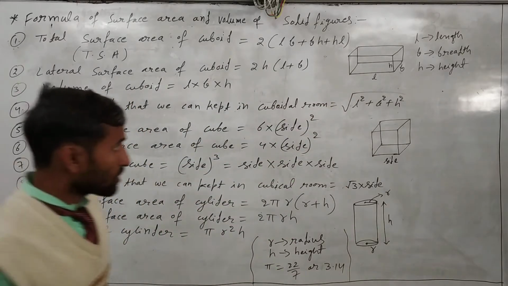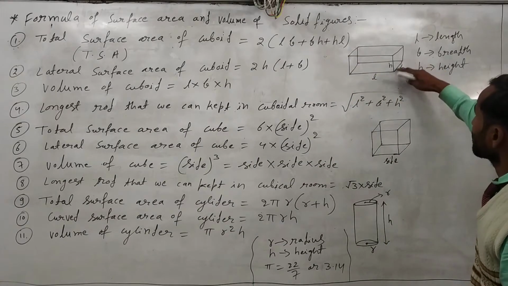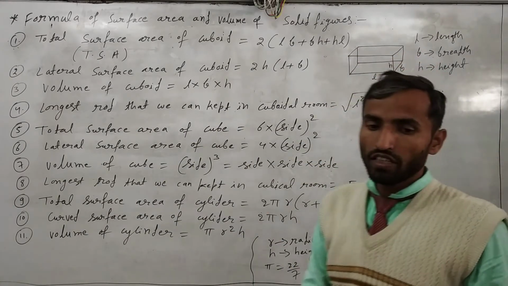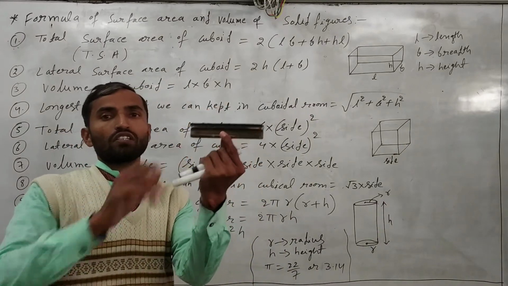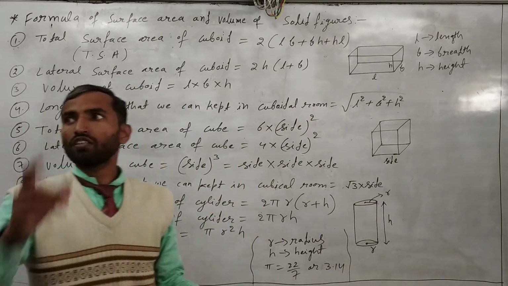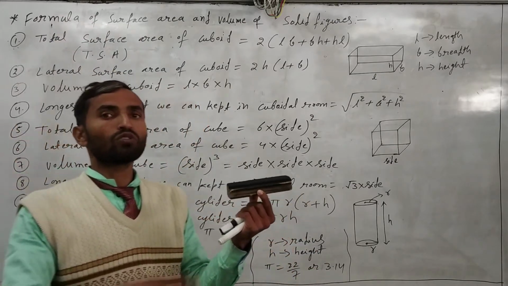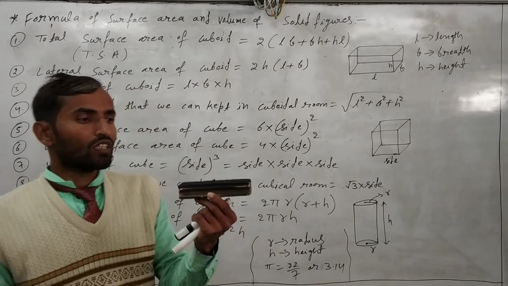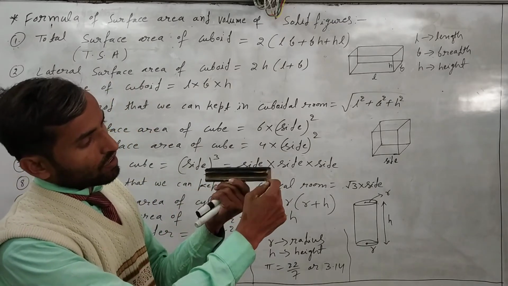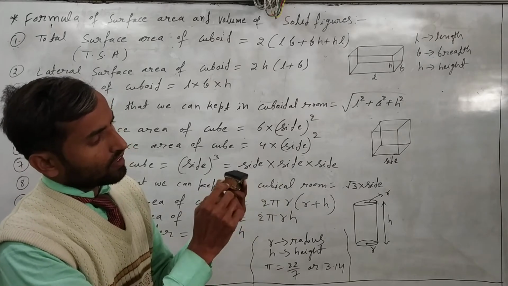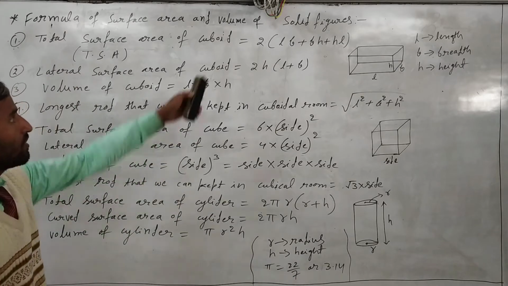Just see in the figure of the cuboid, this one is the length, this one is the breadth, and this one is the height. Or you can say your class duster is also the shape of a cuboid. Or this room is also a cuboidal shape. Sometimes a room is cubical also. So here this is the length of the cuboid, this is the breadth, and this is the height of the cuboid.